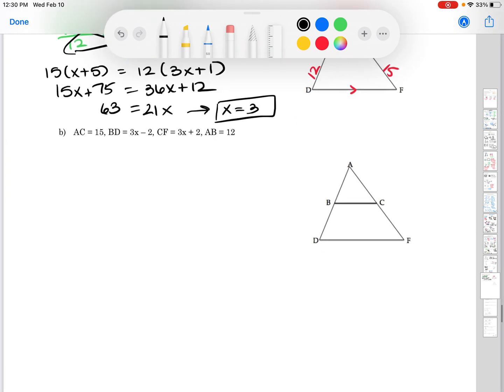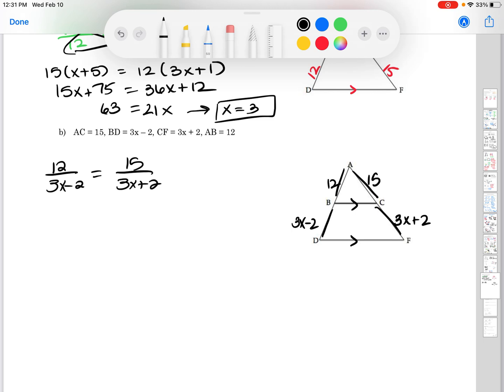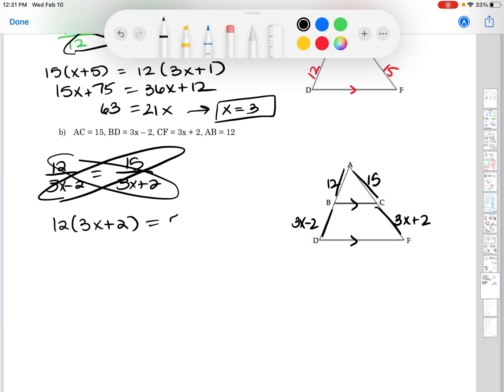All right. And again, using similar logic, we're told that these are parallel. AC is 15, BD is 3x minus 2, CF is 3x plus 2, and AB is 12. Same concept. So 12 over 3x minus 2 is equal to 15 over 3x plus 2. And we'll cross multiply. So 12 times 3x plus 2 is equal to 15 times 3x minus 2.